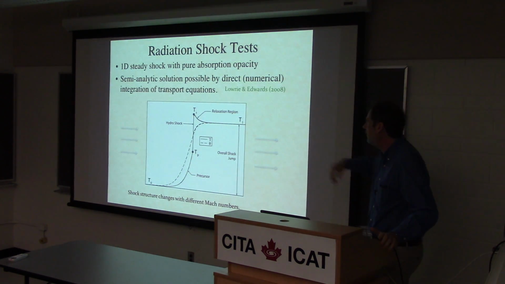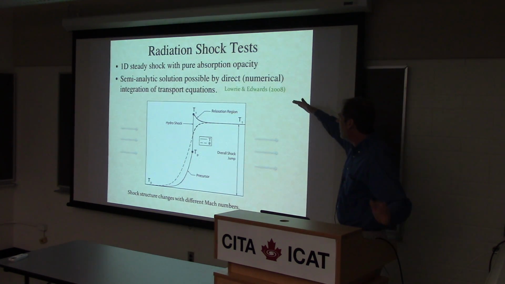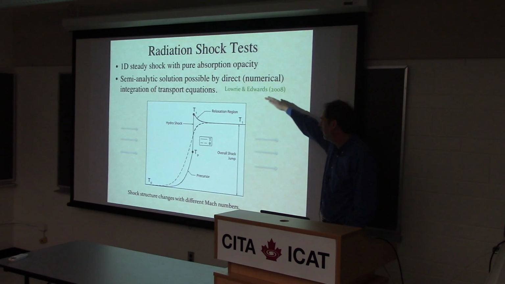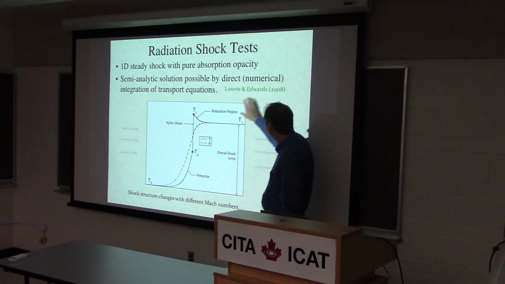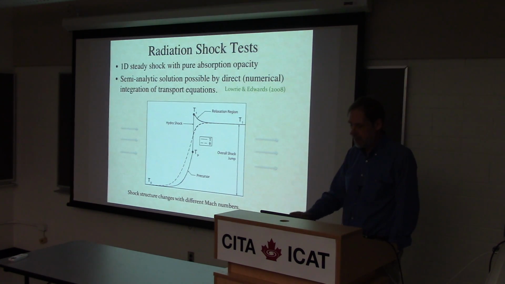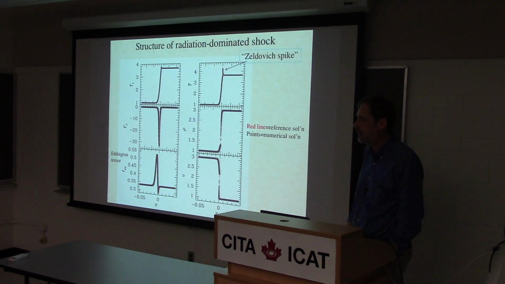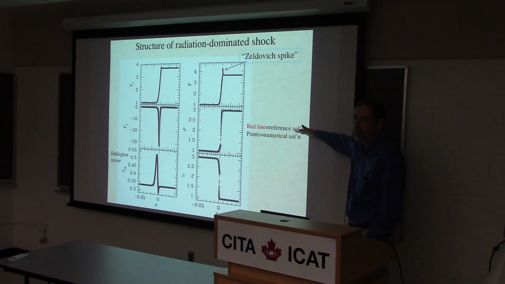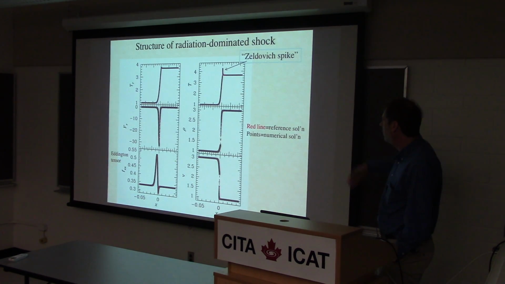Now you can't calculate these profiles analytically, but by just solving the ordinary differential equations with matching conditions at the shock jumps, these authors have presented a set of fiducial models that we can compare against. And so we've done a whole series of calculations at different Mach numbers, red line being the reference solution from the semi-analytic model, the points being the numerical solution, and you can see, of course, excellent agreement everywhere on the mesh.